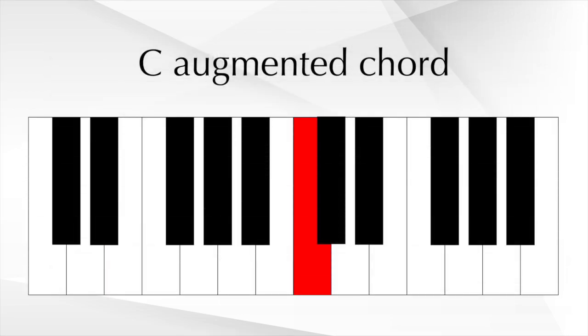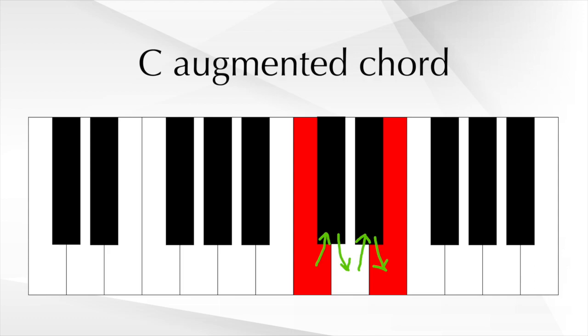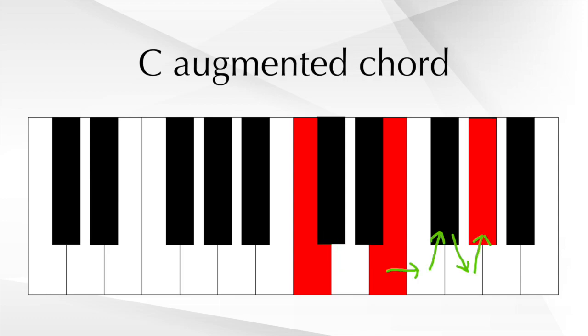Let's use the C augmented chord as an example. As usual, the first note in the C augmented chord is naturally a C. The second note is 4 semitones higher than the first note, and here we land on the second note E. The third note is 4 semitones higher than the second note, and here we land on G sharp. And thus we have the C augmented chord consisting of C, E, and G sharp.